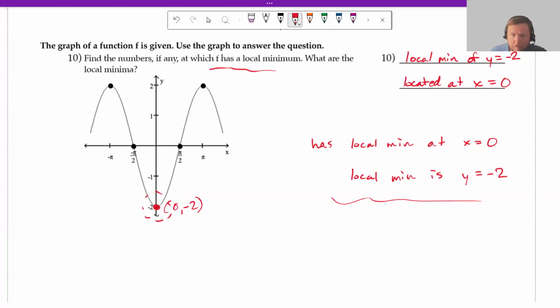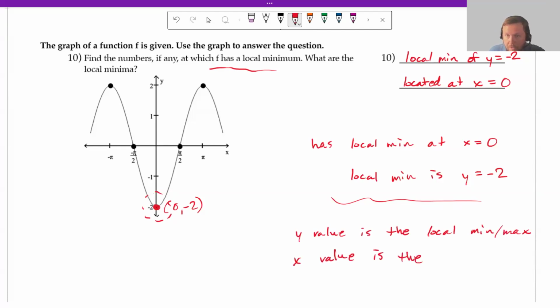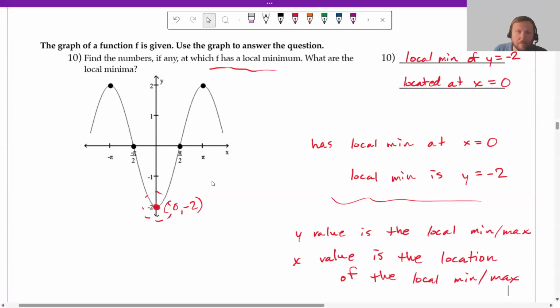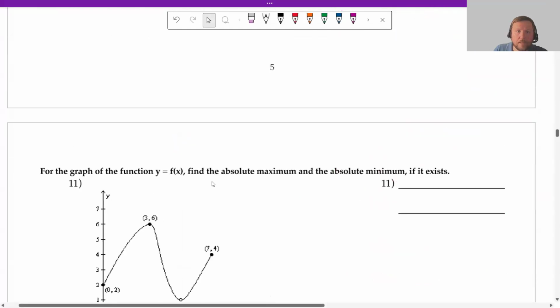So the y value is the local min or max. The x value is the location of the local min or max. Okay.